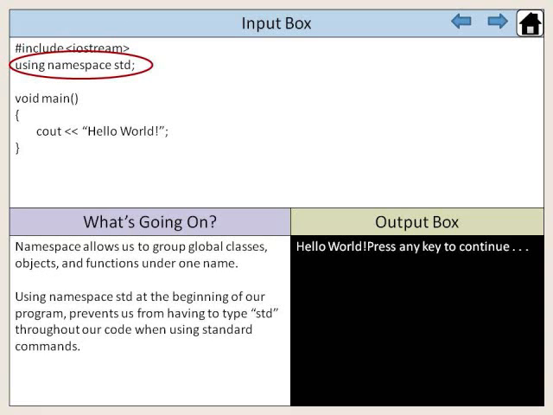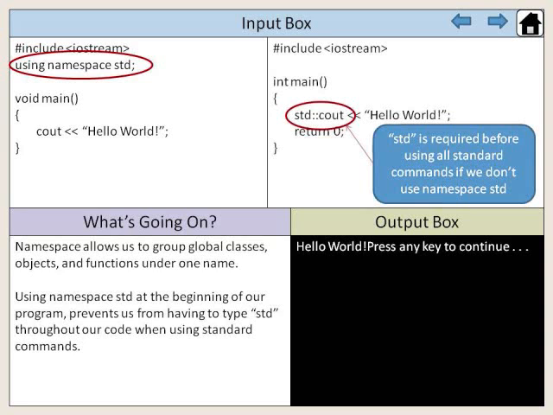Namespace allows us to group global classes, objects, and functions together under one name. Using namespace std at the beginning of our program prevents us from having to type std throughout our code when using standard commands. std is required before using all standard commands if we don't use namespace std.